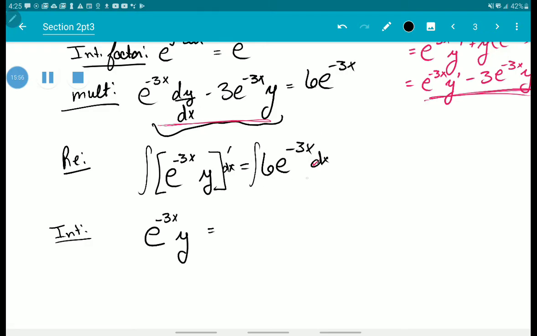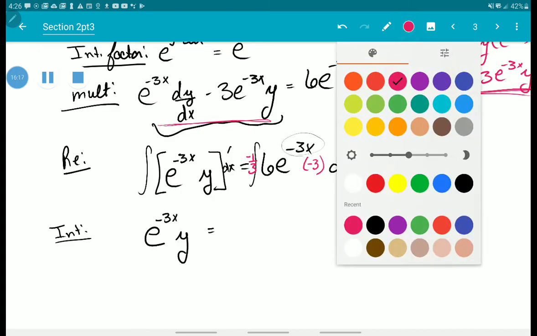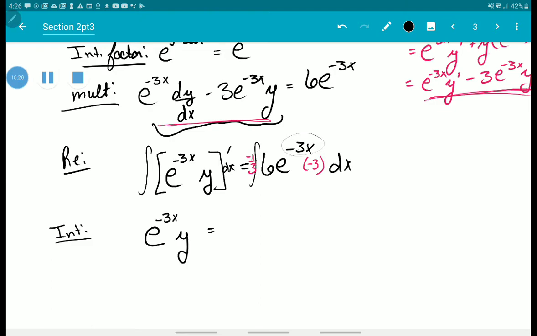When we integrate this side, this is a u substitution. So our u is that exponent, negative 3x. du would be negative 3, so we are missing that negative 3 there. We can multiply it in as long as we compensate with a negative 1/3 out here. So we have negative 1/3 times 6, which is negative 2. And when we integrate e to the u, we get e to the u. And then plus c.